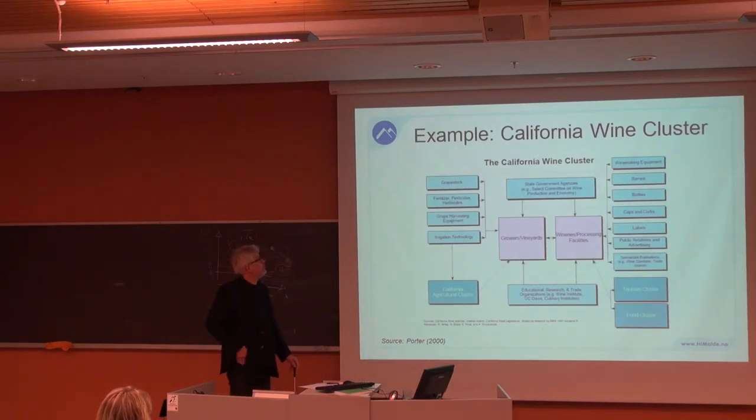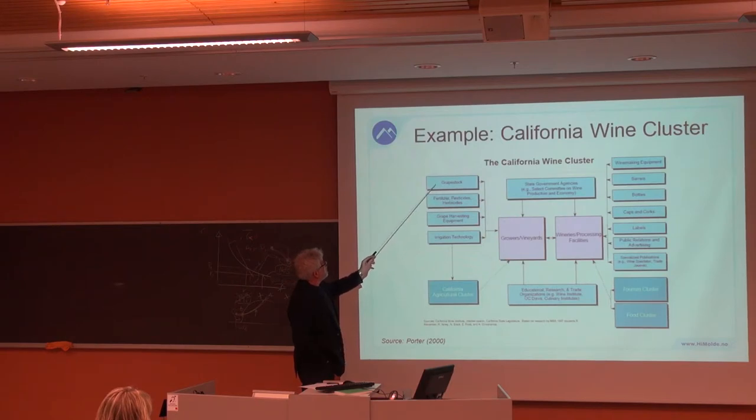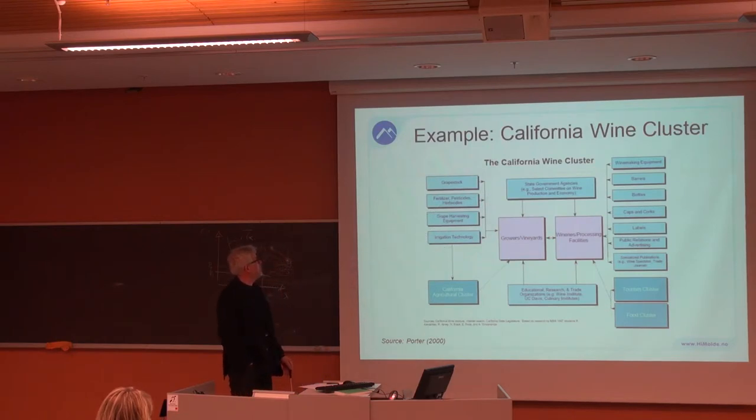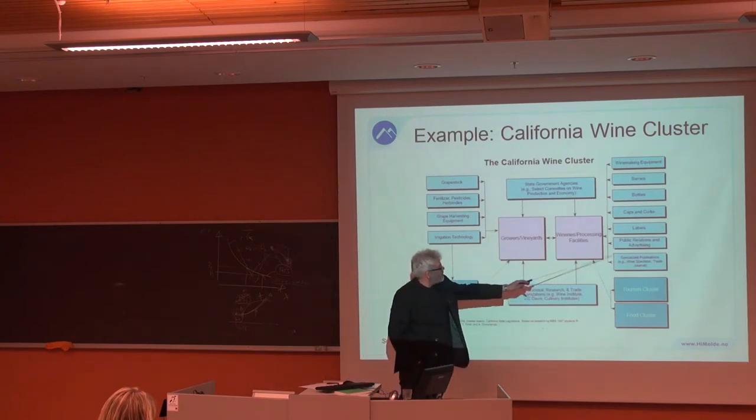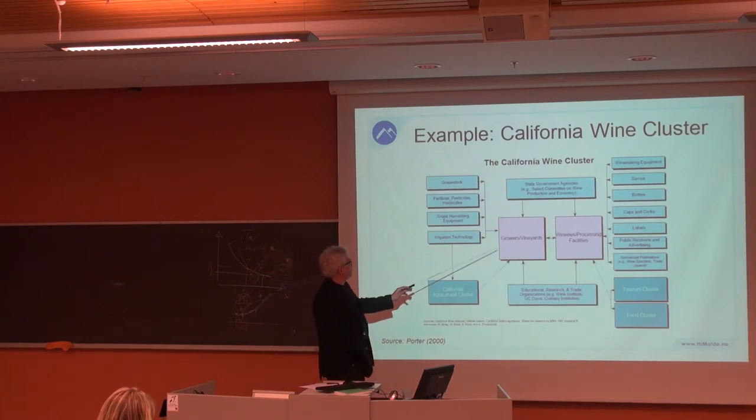This is an example of the wine cluster in California, where you see the different activities that are part of this. Here you have the suppliers of different types of input, grape stock, fertilizers, harvesting equipment, watering irrigation technology, and so on, which are then parts of the agricultural cluster. On this side, we have classical supplies like barrels, bottles, and so on, which are primary needs for the production of wine. And then the core industries or the focal firms here. And then you have education and you have public support and everything in place.